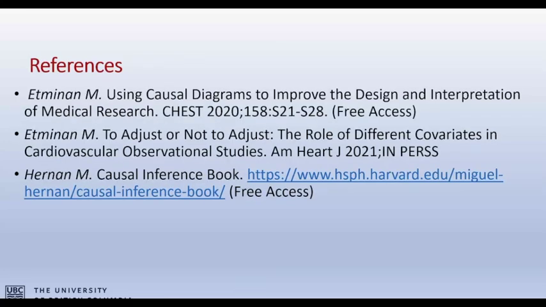Some references. So the CHEST article that's freely available has more detail on what I covered today and maybe more examples. And also in terms of adjustments, there's also a paper in the American Heart Journal that we did. And also the book by Miguel Hernan is a very, very good tool and a resource for a more detailed discussion of causal diagrams and bias. Okay, so I'm happy to answer any questions.